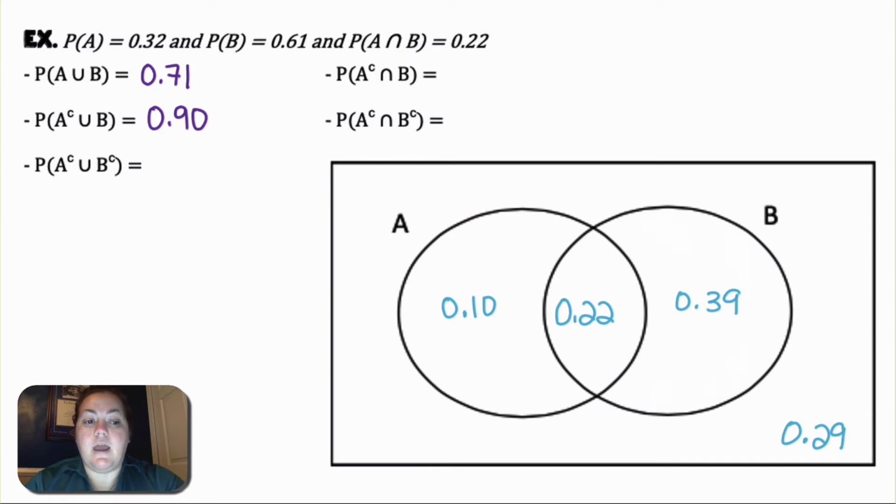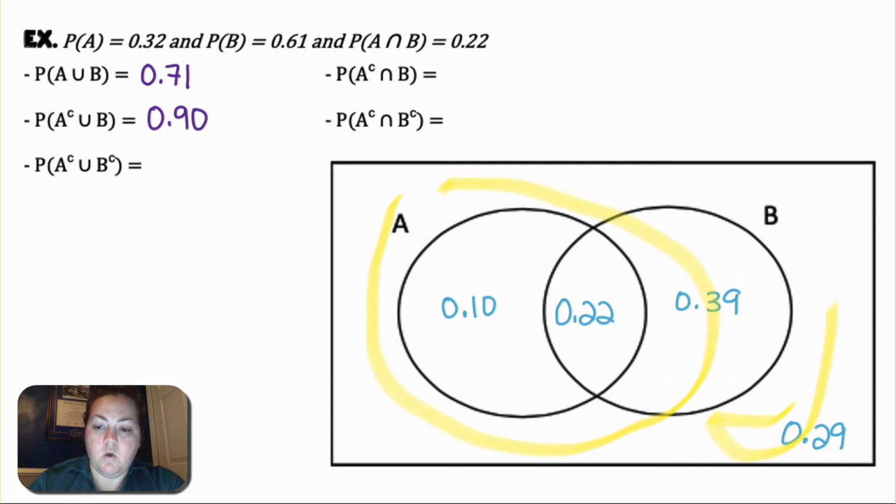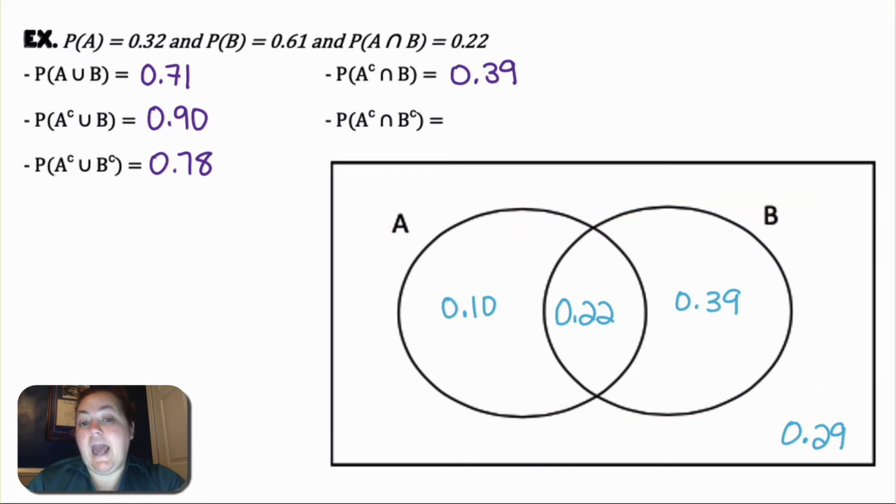The probability of not A or not B. So it's not A, which would be all of this stuff, or not B, which would be all of this stuff. So it's everything but that centerpiece, so 0.78. The probability of not A and B, so it's not in A and it's in B, which would be 0.39. The probability of not A and not B would be the 0.29 that's in the sample space. That's not within A and B.